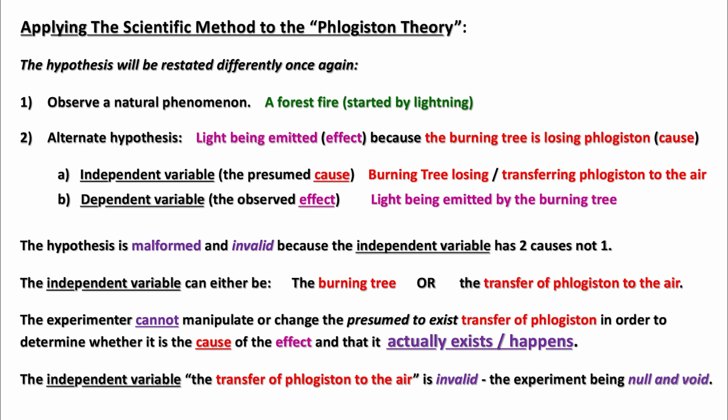The hypothesis is malformed and invalid because the independent variable has two causes, not one. The independent variable can either be the burning tree or the transfer of phlogiston to the air. The experimenter cannot manipulate or change the presumed-to-exist transfer of phlogiston in order to determine whether it is the cause of the effect and that it actually exists or happens. The independent variable, the transfer of phlogiston to the air, is invalid, the experiment being null and void.